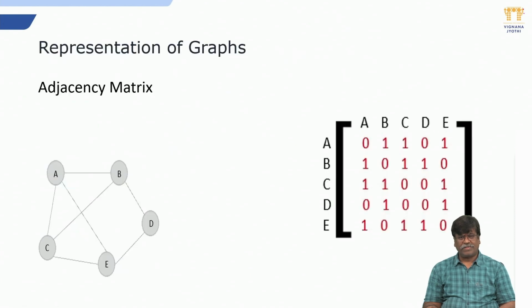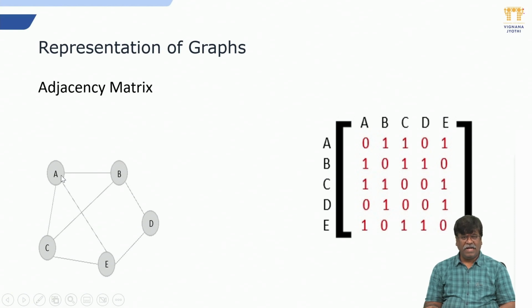So there are two ways. The first one is we can represent it as an adjacency matrix. Here in this example I am having 5 vertices A, B, C, D, E. That means when you want to represent this graph as a matrix, we need to define a 5 by 5 matrix, with A, B, C, D, E along the rows and A, B, C, D, E along the columns.